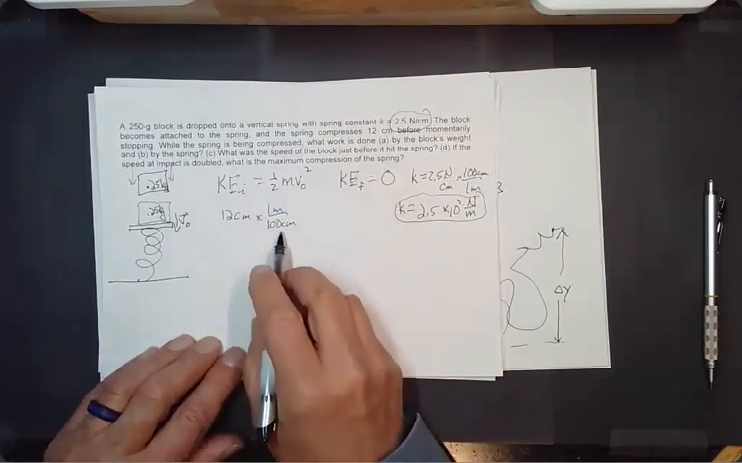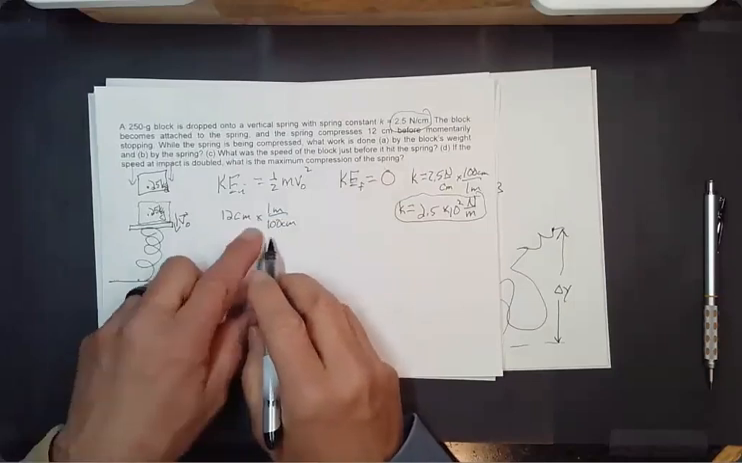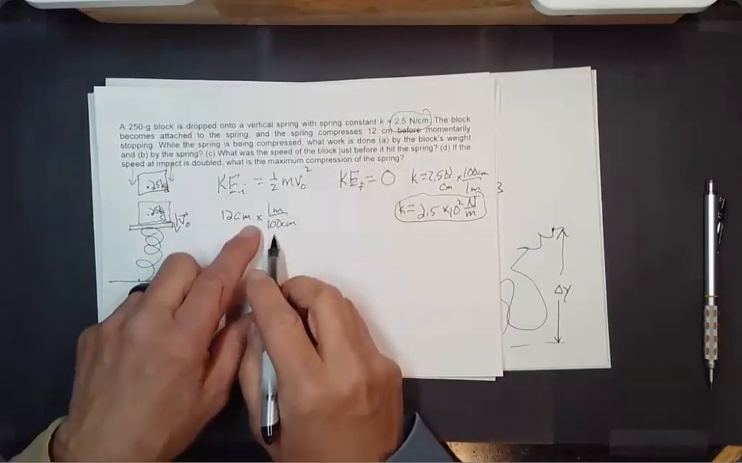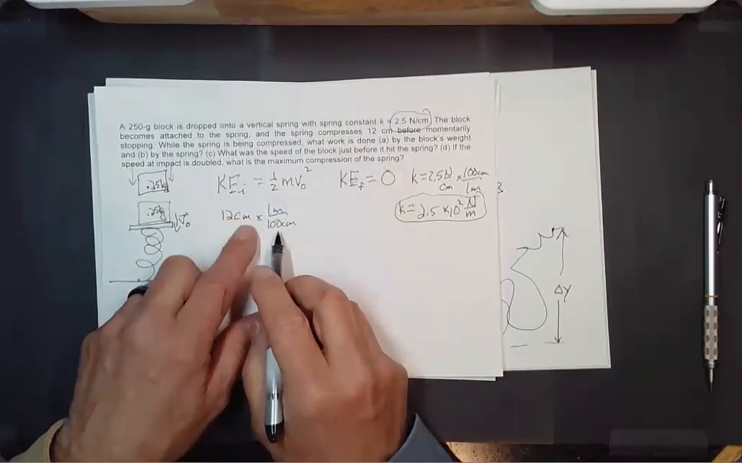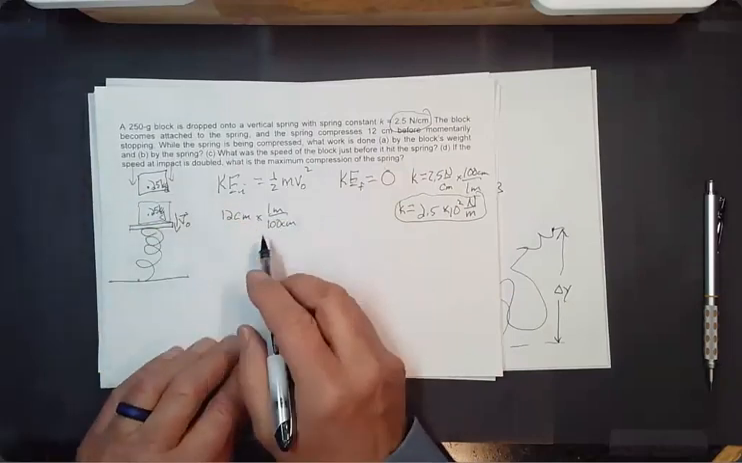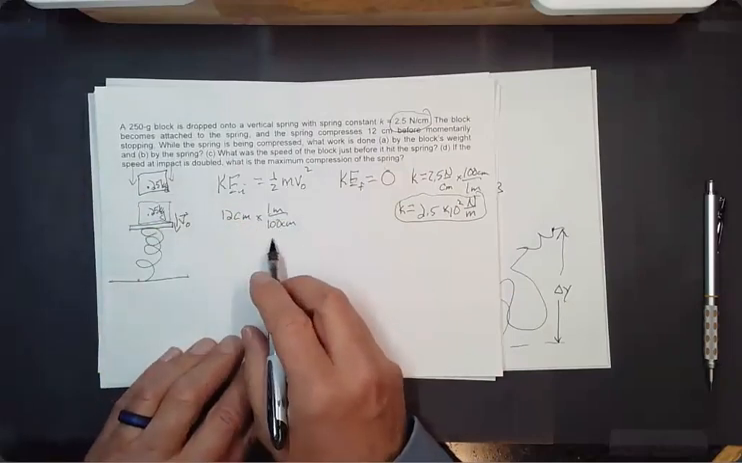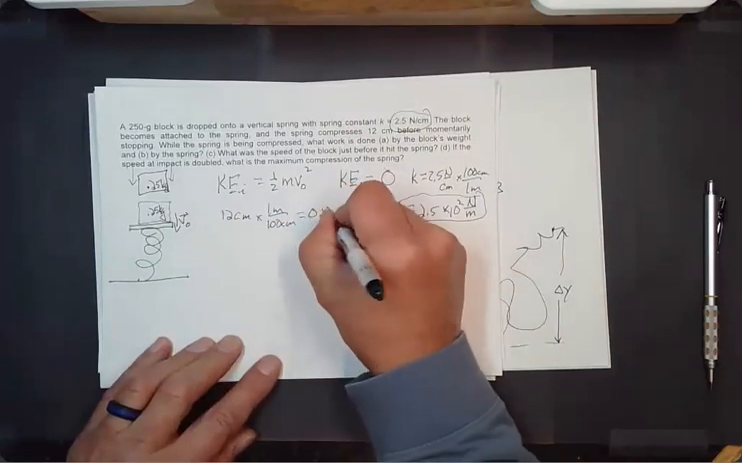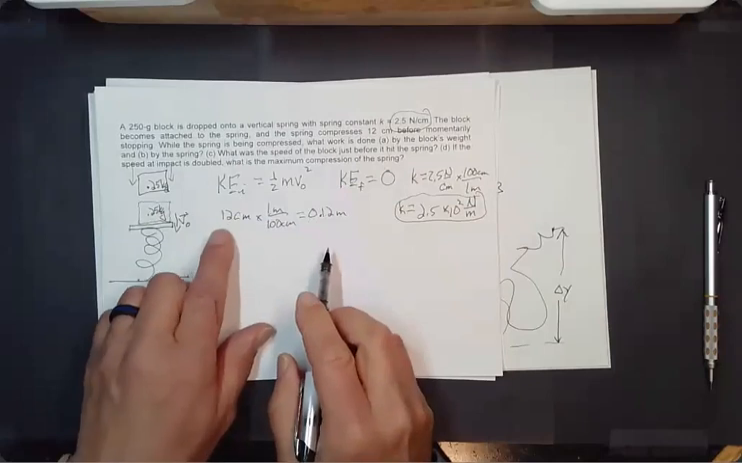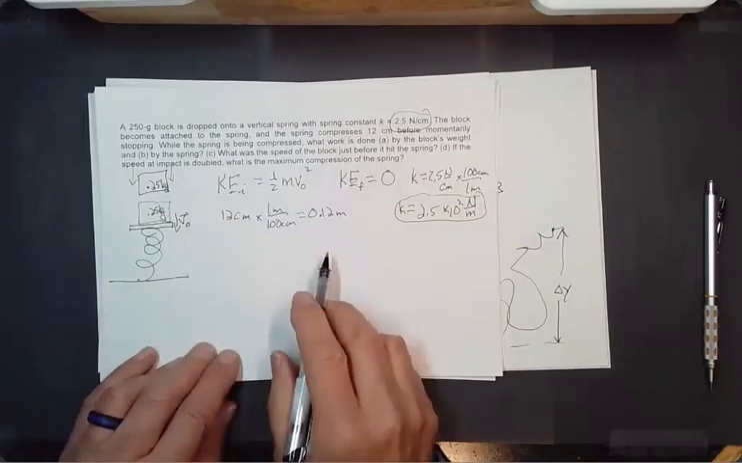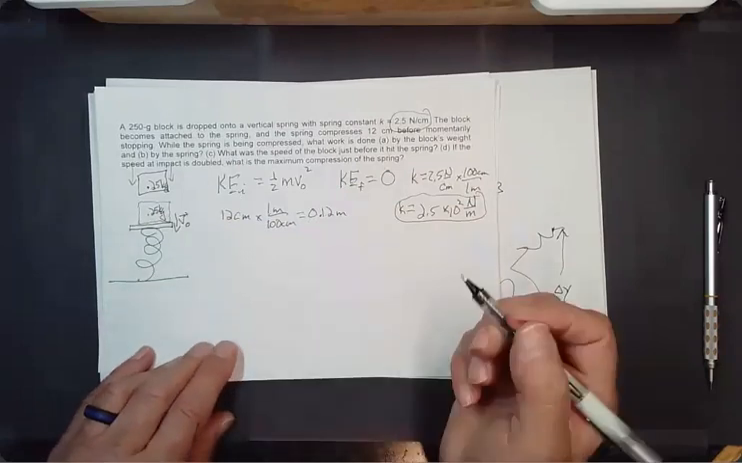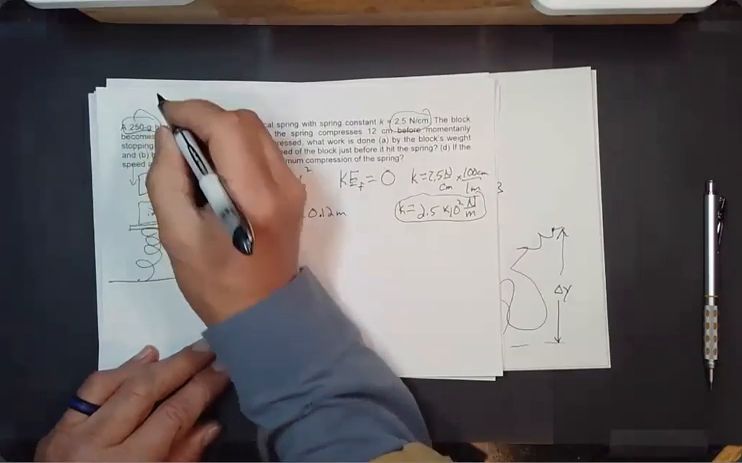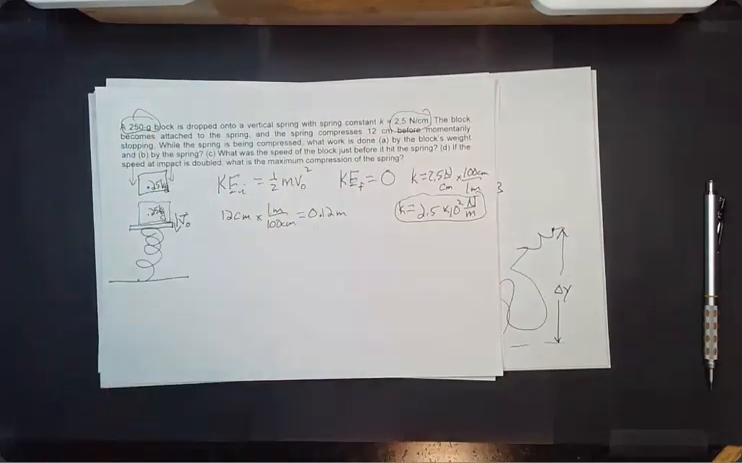Centi means 100th, I think is what it means. Probably, yeah, 100th. So anyway, it'll end up being 0.12 meters. So that's going to be the compression of the spring, the maximum compression. And what else? I already converted the 250 grams into kilograms.